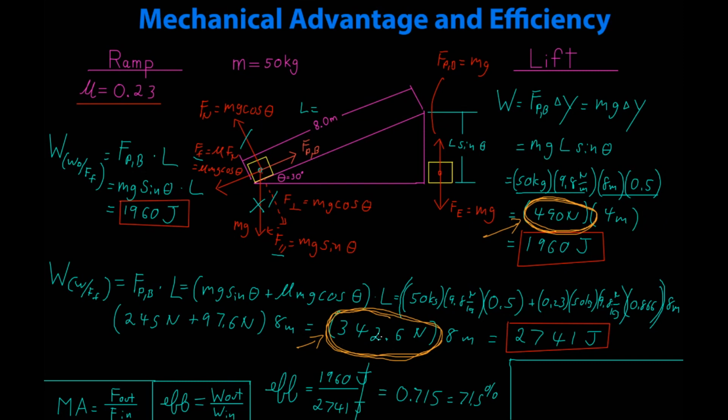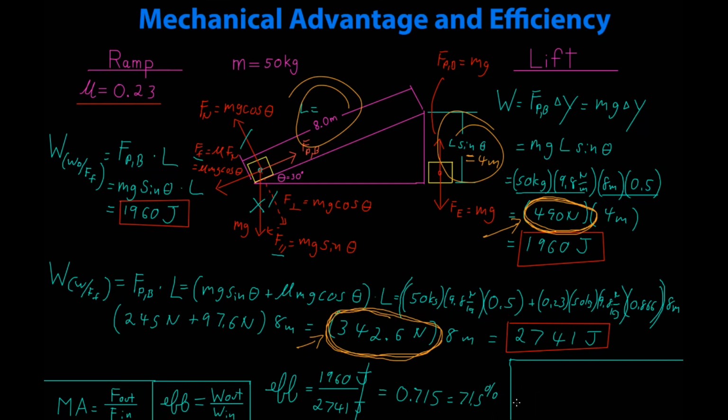Even with friction, this is a lower value. So even though you're spending more energy pushing up the ramp, you're using less force. You're using less force over a greater distance. To lift it, it's 4 meters. But to push it up the ramp, it's 8 meters, which is a bit of a downside, but it's a downside people are happy to deal with because they are applying less force and are less likely to hurt themselves by moving this box to a higher surface.